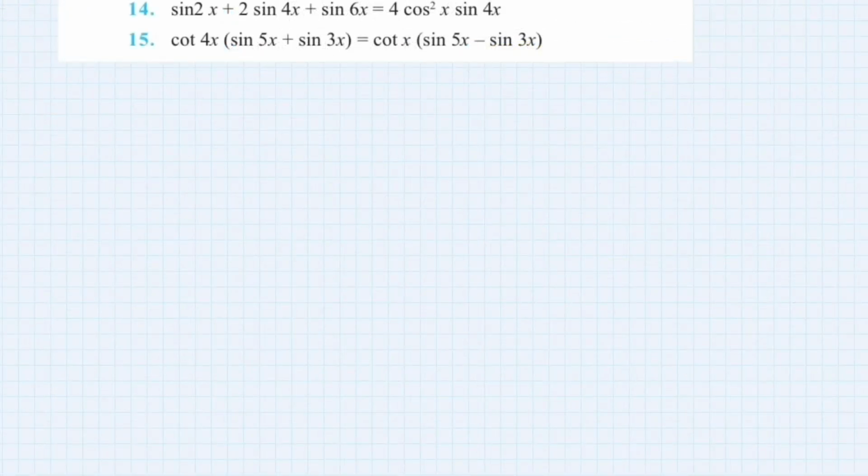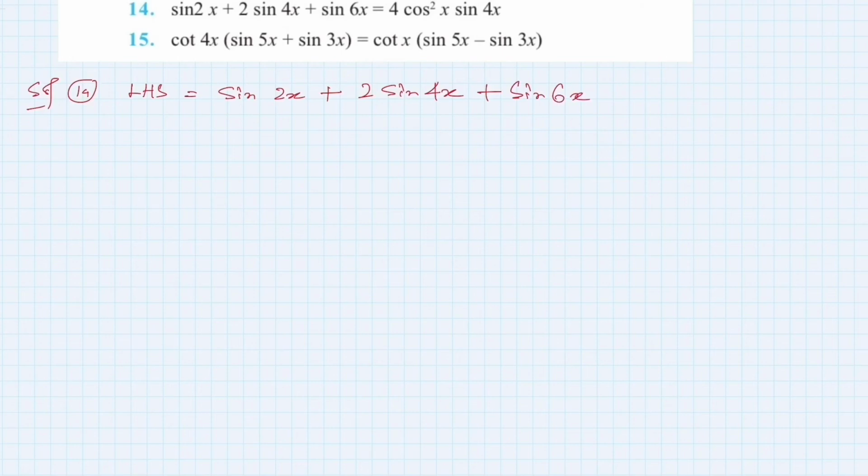Now let me show you how to solve question number 14. Again we are going to write the left hand side first. Question number 14, left hand side: sine twice x plus 2 sine 4x plus sine 6x. Now write sine 6x with sine twice x, then sine 6x plus sine twice x plus 2 sine 4x.